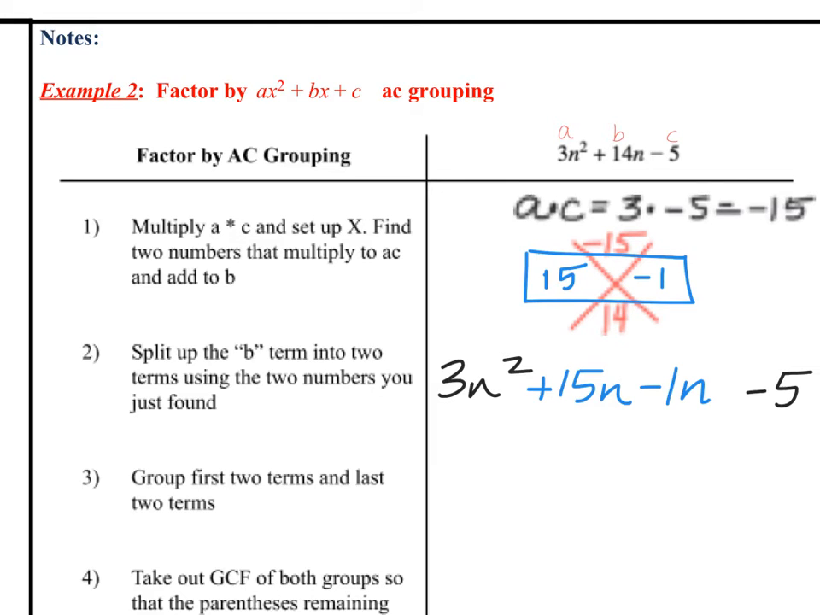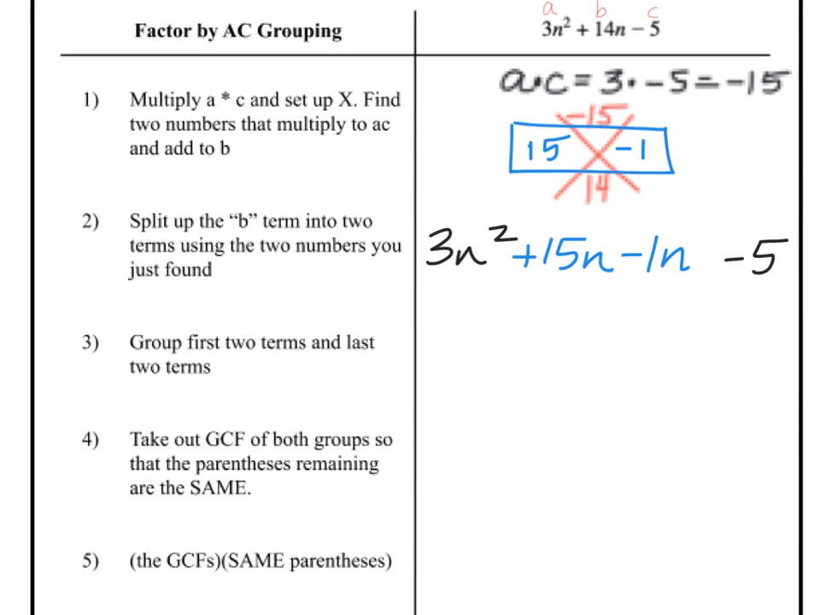Cool. Now group the first two terms and the last two terms. We're going to rewrite it. 3n squared plus 15n. That goes in one parentheses. That's what I mean by group. Like, put them in one parentheses together. You need a plus sign, and then negative 1n minus 5, the other two terms. You're just breaking them up, grouping them, first two, last two.